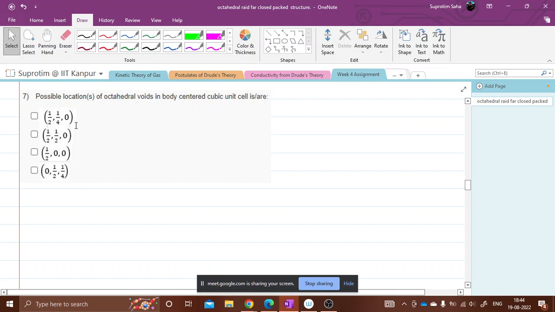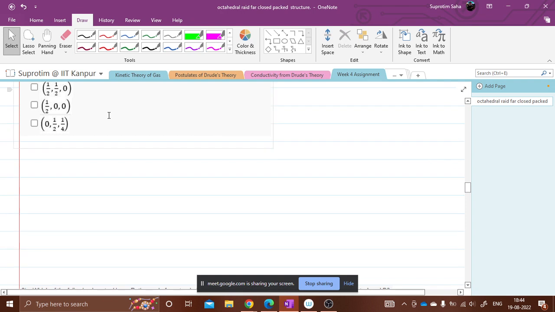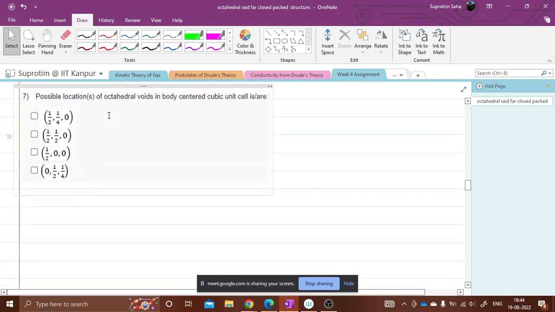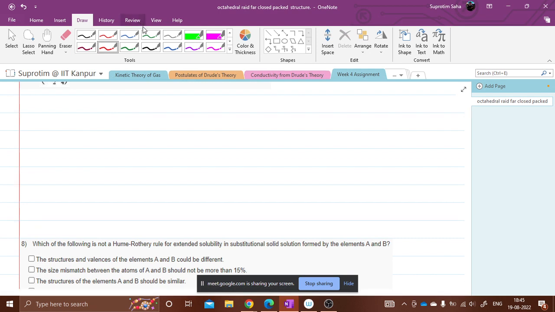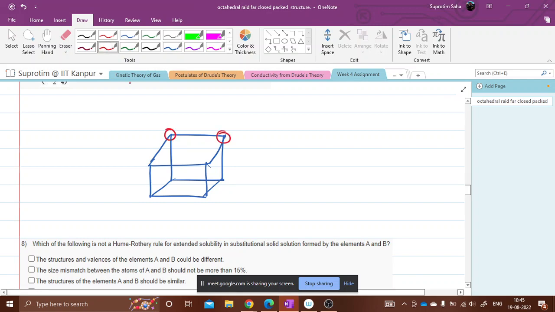And number 7, so possible locations of octahedral voids in body-centered cubic unit cell. Now you have been doing face-centered cubic unit cell, which is a close-packed structure. Body-centered cubic unit cell is not a close-packed structure, but anyways you are asked. So what you'll do is you draw a body-centered cube. Okay, so this is your first simple cubic structure. Now the atoms sit there, right? And the central atom I draw in a different color.